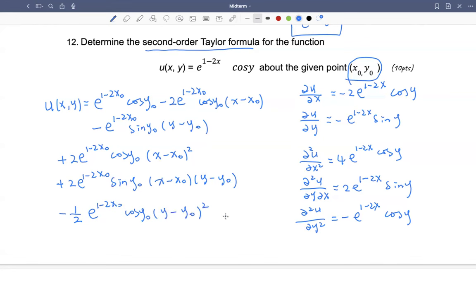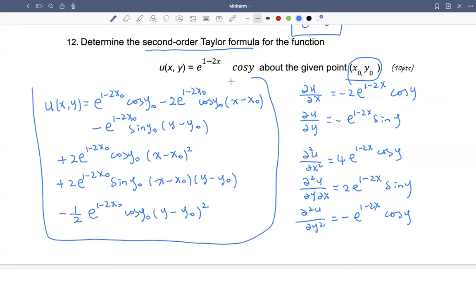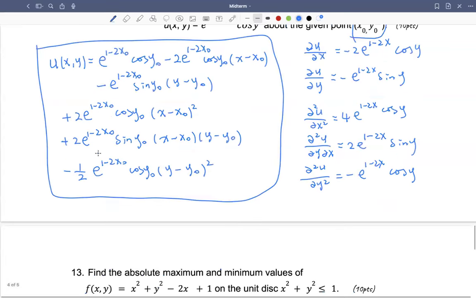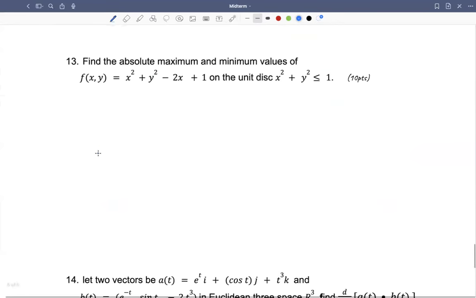All right, we don't consider the tail. In our course, we always consider that as we go to higher orders, the tail goes to zero. So that's it. That's 12. Let's see 13.